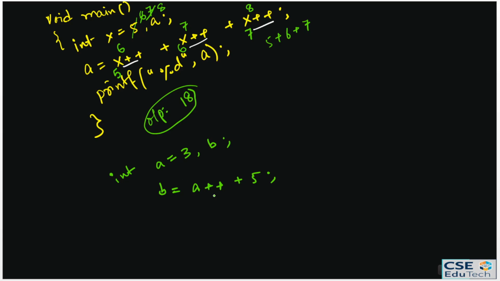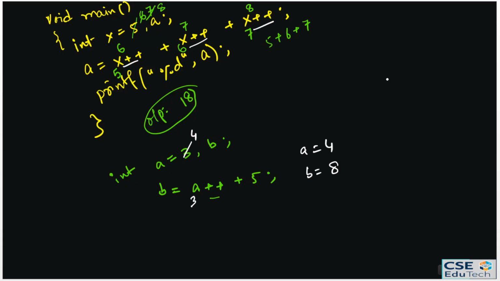Here a is also a post increment. So first it uses the value 3, then it increments, it is 4. So the value of b will be 8, 5 plus 3, that is 8. But what is the value of a? The value of a will be 4.